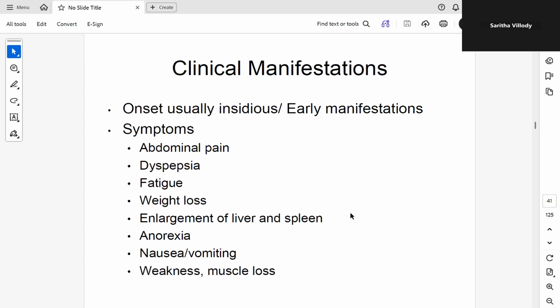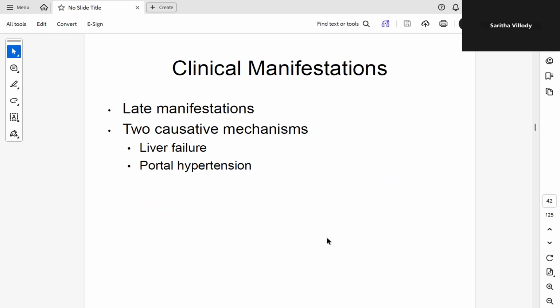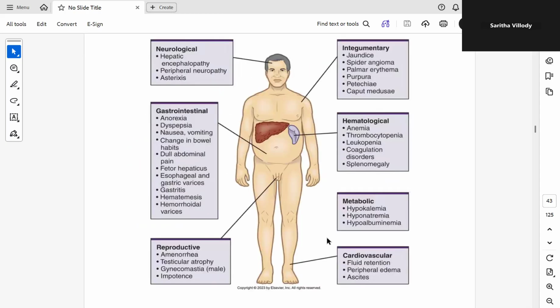So, what are the clinical manifestations? In earlier stages, we don't see many symptoms. It's all vague symptoms: abdominal pain, fatigue, dyspepsia, weight loss, enlargement of liver and spleen, nausea, vomiting, weakness, muscle loss, etc. So, these are all a combination of vague symptoms. But in the later stages, two things happen: liver failure and then portal hypertension. This causes all the complications in the later stage. We're going to look at that in detail. There is a picture with all the signs and symptoms.